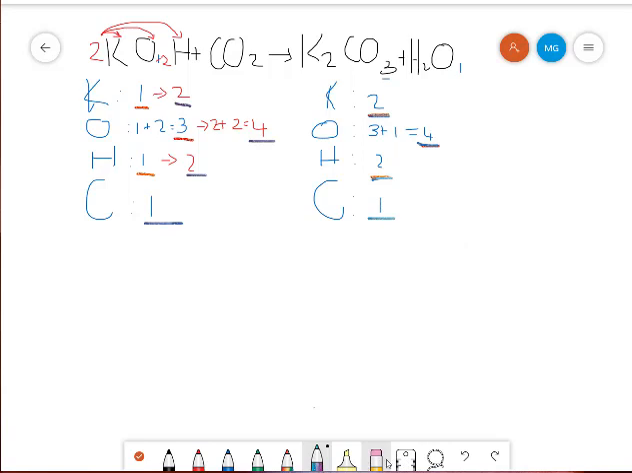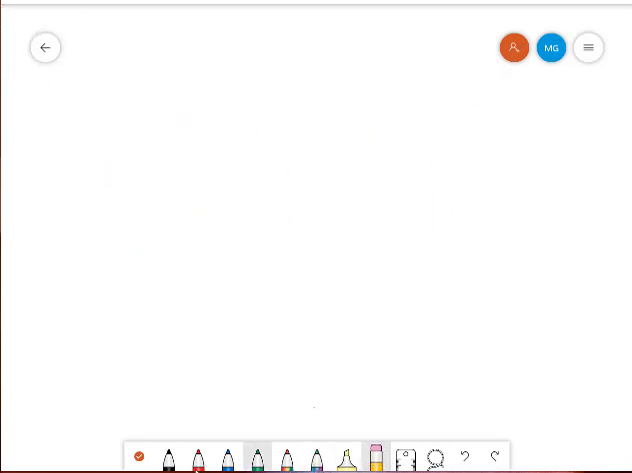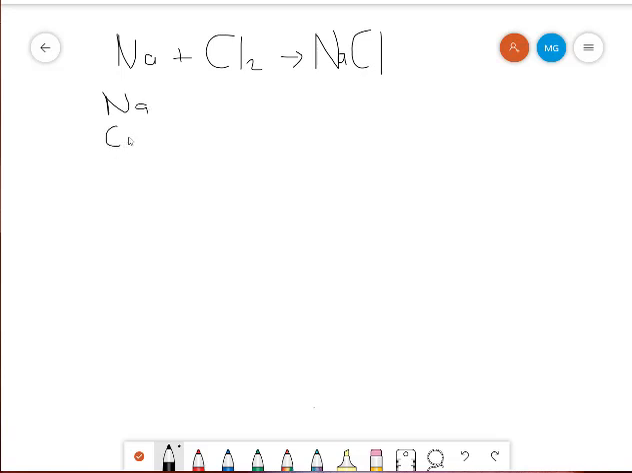Let's have a look at the next equation. I give you Na plus Cl2 gives me NaCl. Now we have the elements that combined gives us table salt, sodium and chlorine. On both sides I have sodium and chlorine. On the left I have 1 sodium, 2 chlorines. On the right I have 1 sodium, 1 chlorine.